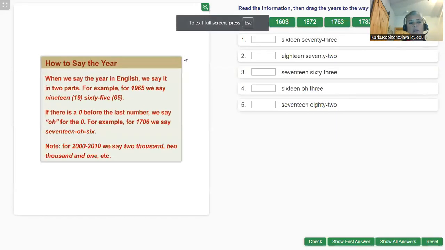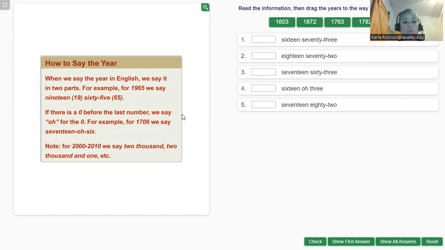All right. So when we read information that includes numbers, how we say the years. When we say the year in English, we say it in two parts. For example, for 1965, we say 19. So we say the first two numbers first, and then the second two numbers. Okay, 1965.